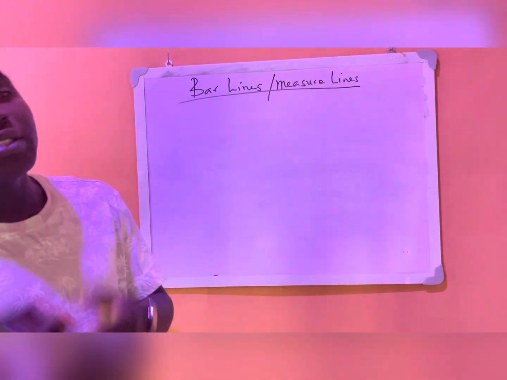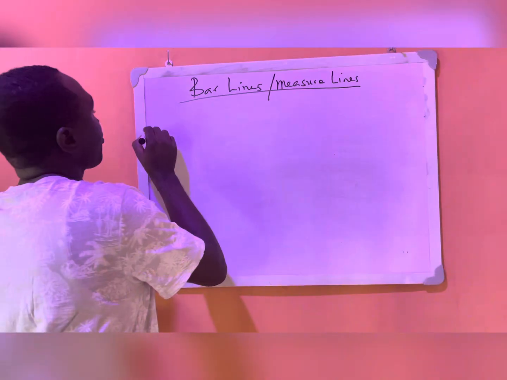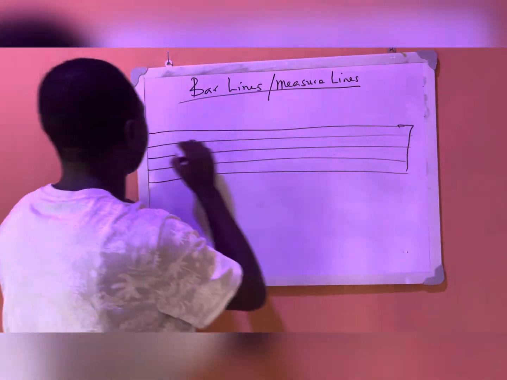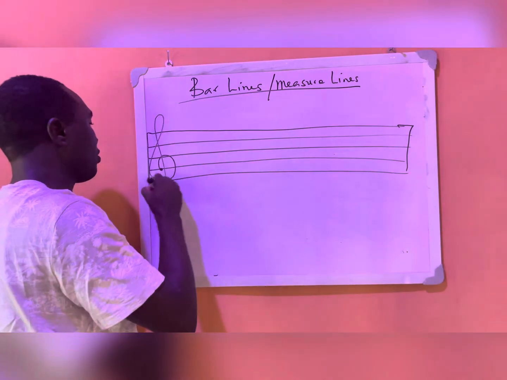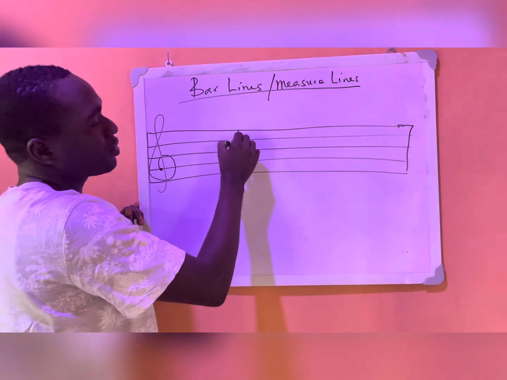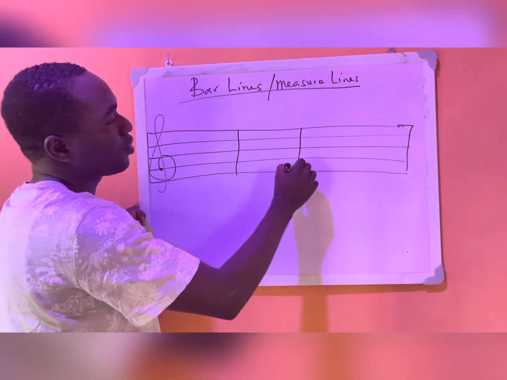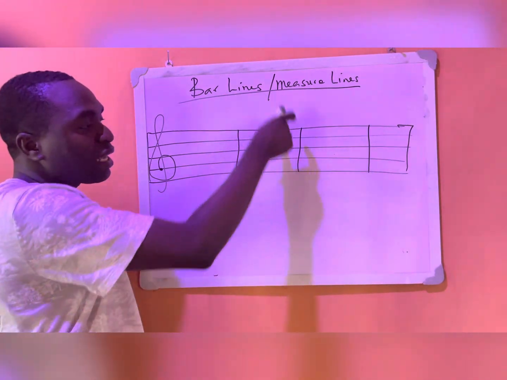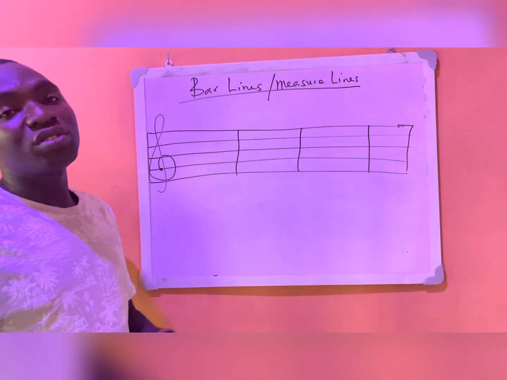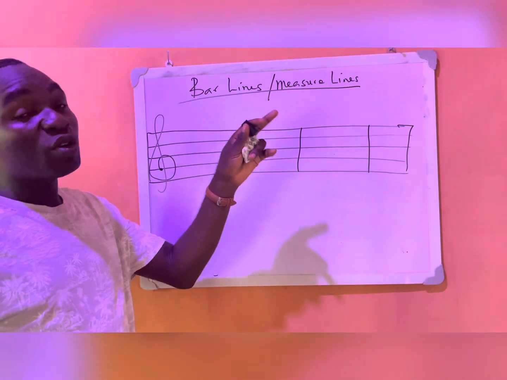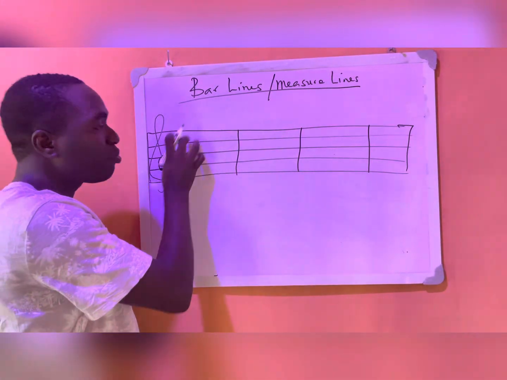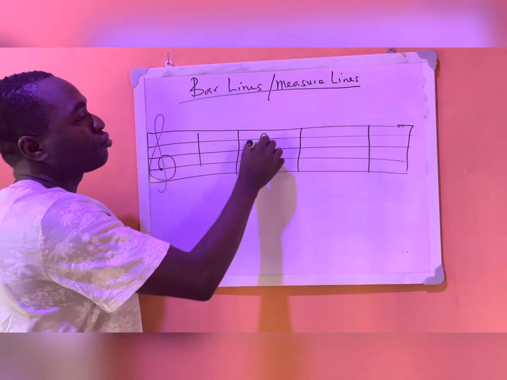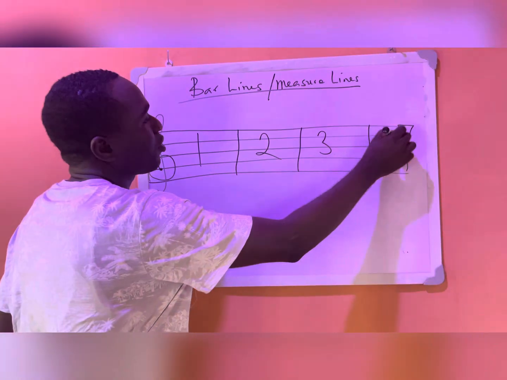What do I mean by that? Let's look at an example. So you will see something like this. Good. So this short line drawn across the stave is what we refer to as bar lines or measure lines. This is called a bar. Everything inside here is called a bar. This is bar 1, bar 2, bar 3, bar 4.